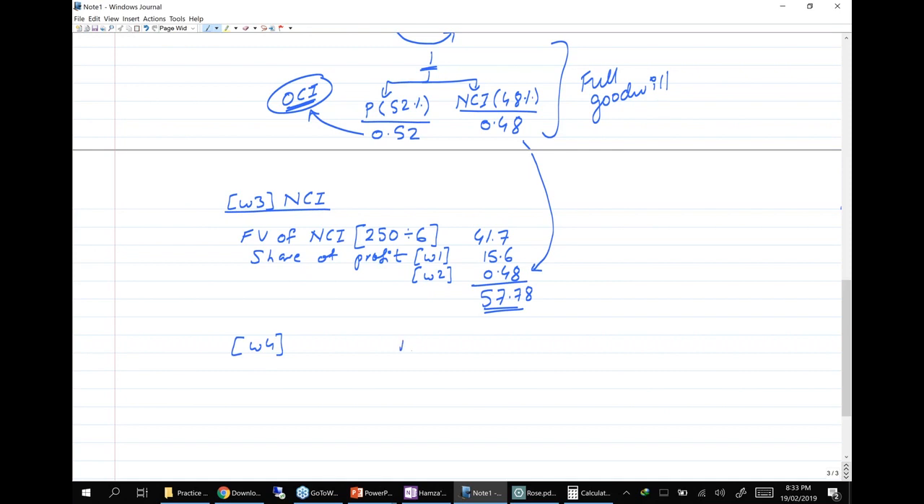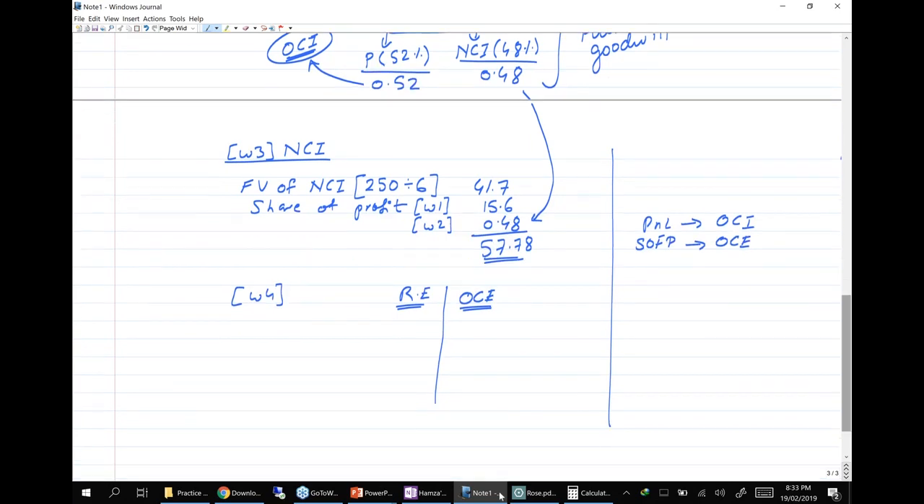Now, when we prepare working number 4, we are going to have both the retained earnings and the other components of equity, which is also known as OCI. So anything which goes to OCI in the P&L will go to other components of equity in the statement of financial position, the balance sheet.